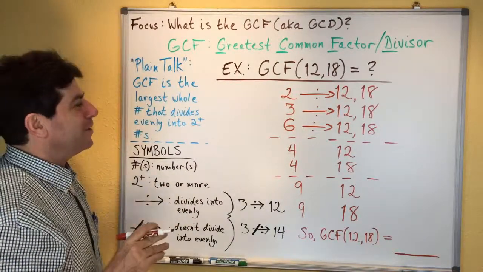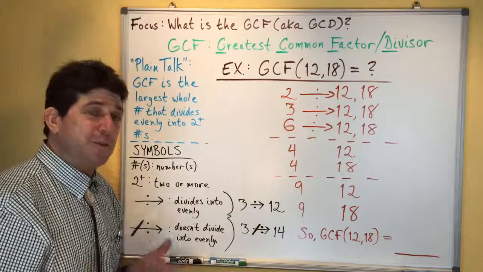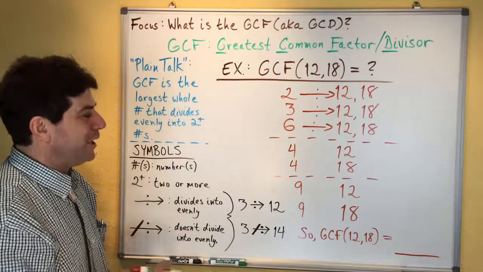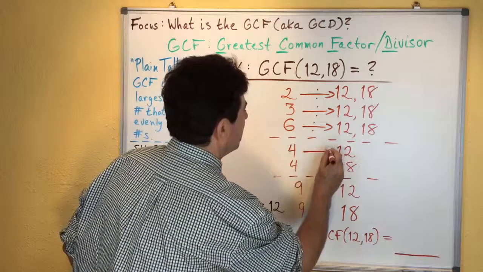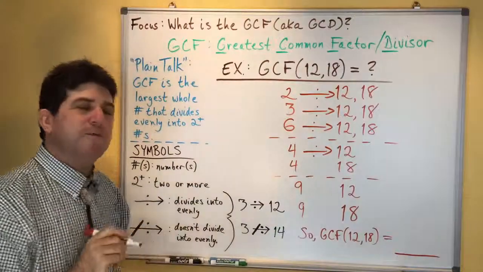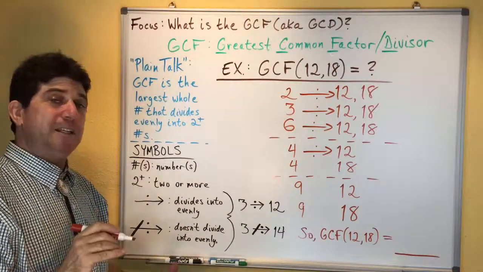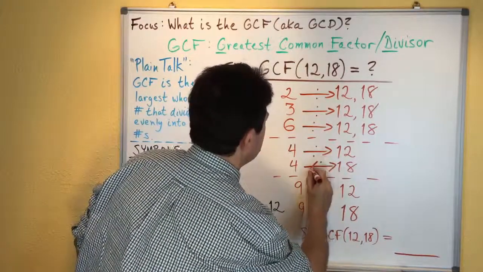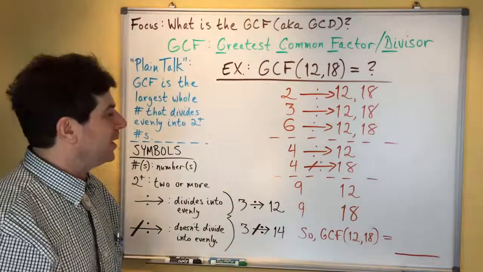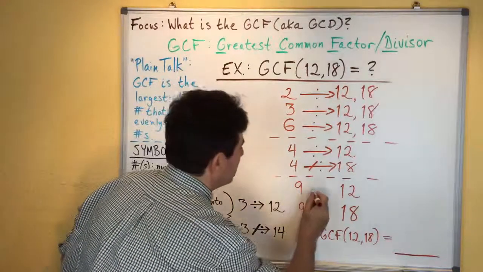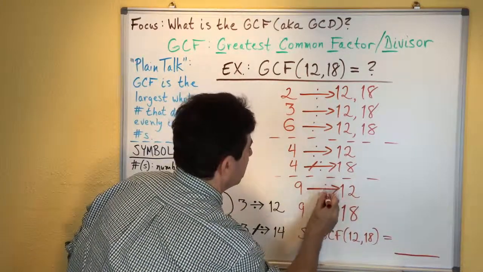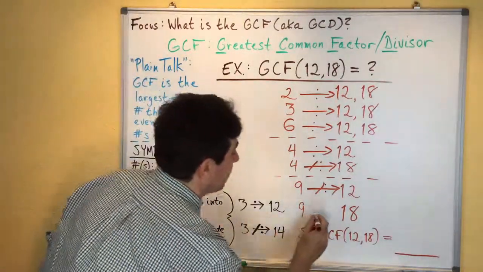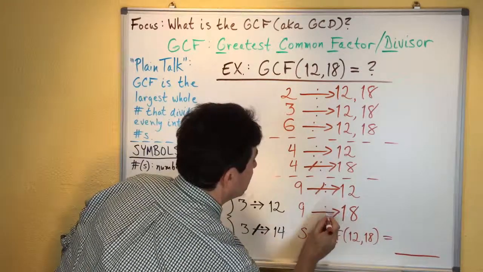How about a couple other numbers that are kind of interesting with respect to 12 and 18? Here's the number 4. Does 4 go into 12? Yes, it does go in evenly. It goes in 3 times. And how about 4? Does 4 go into 18? Well, no, it doesn't. So now we get to do our other symbol. 4 does not go into 18 evenly. Let's look at the number 9. Does 9 go into 12 evenly? It sure doesn't. So again, we get to say it does not go in evenly. But 9 does go into 18 evenly, of course. Goes in twice. That's a yes.